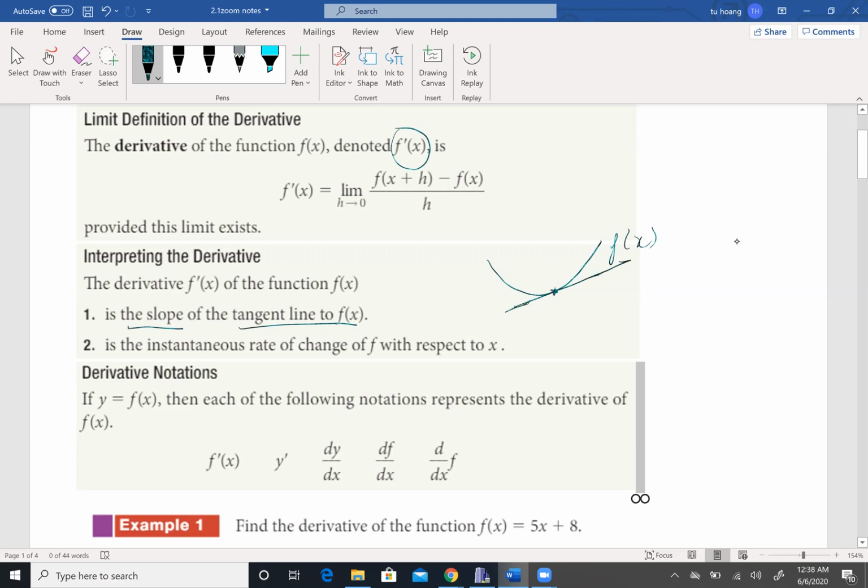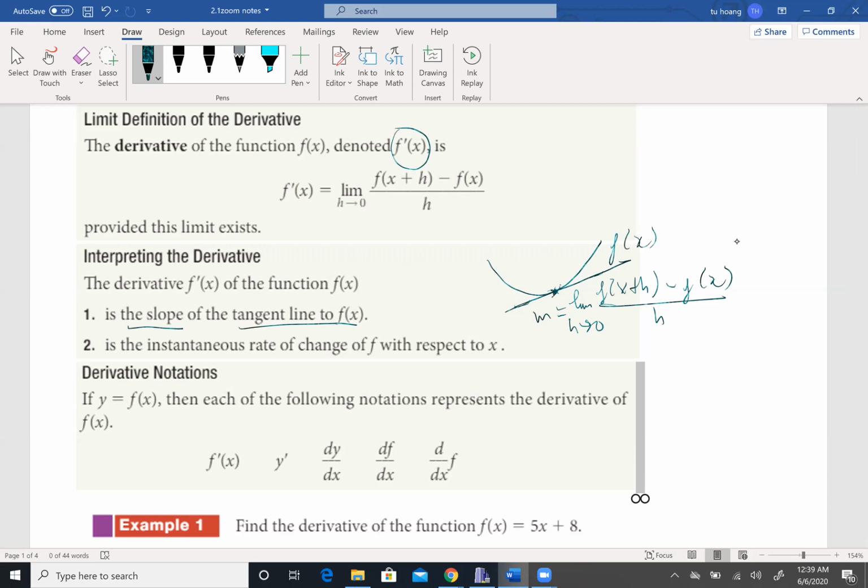Since we are looking for the average rate of change for two points that are very close to each other, like just one point, what we have is the limit of f(x+h) minus f(x) over h as h goes to 0, and that is the slope. So it is the slope of the tangent line.